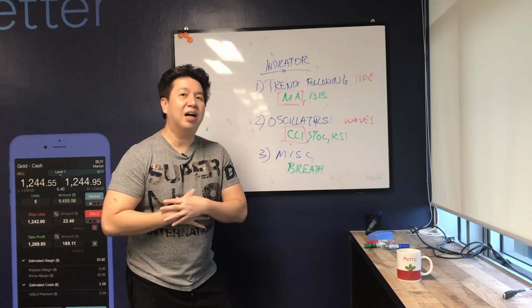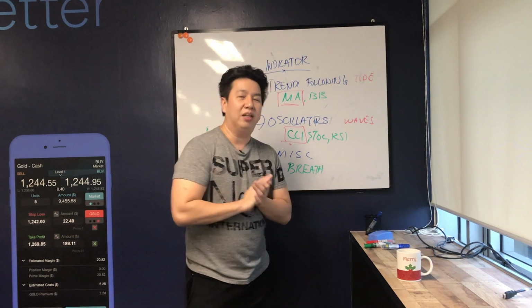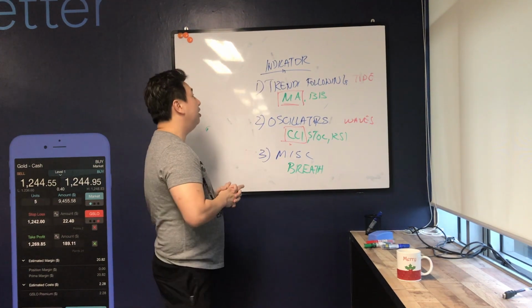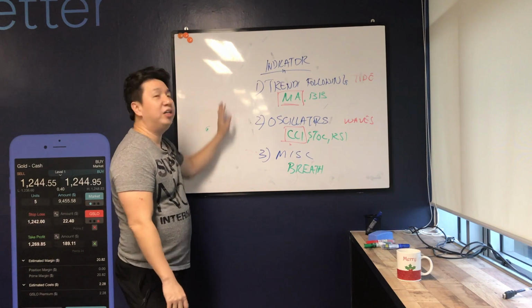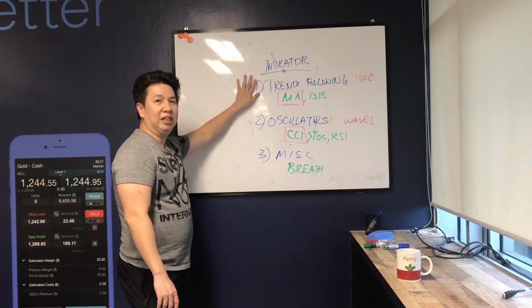Hi everyone, today I want to cover indicators. What are the indicators I use and what are the different types of indicators? Okay, so in the indicators there are three main types of indicators. The first type is what we call the trend following indicators.